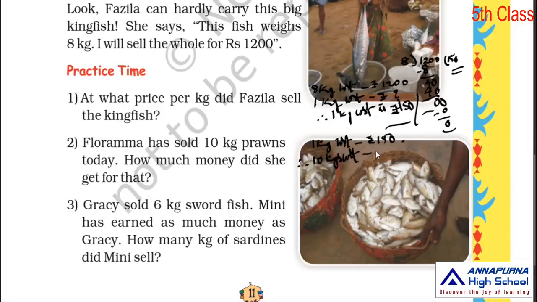10 kgs cost is how much? Just multiply it. Why? Because 1 kg is 150. 10 kgs is 10 150s. 10 into 150 rupees, which is equal to 1500 rupees. So that means Florama sold 10 kgs prawns. Its cost is 1500 rupees. So the answer is 1500 rupees. Now next, come to the third one.